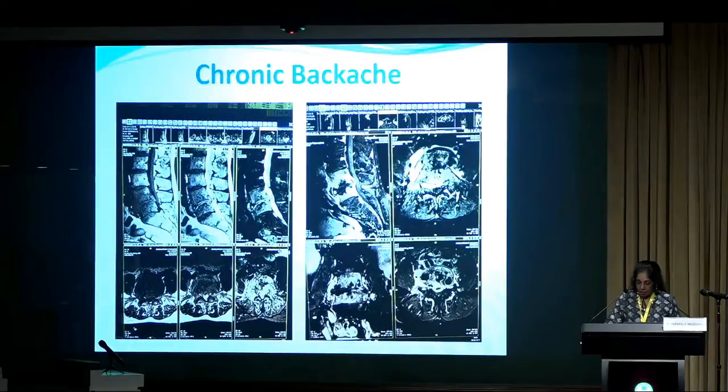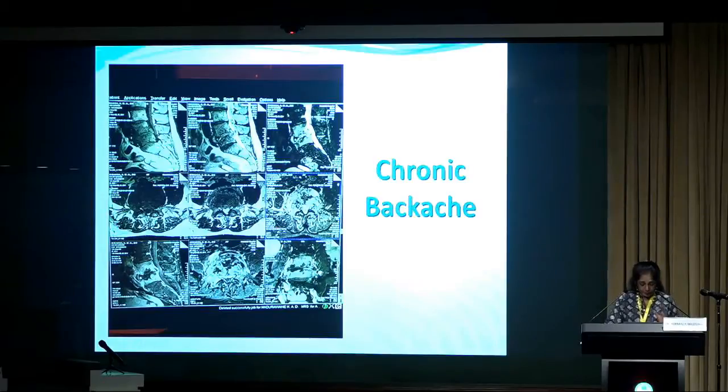This vertebral body shows a lot of soft tissue enhancement with paraspinal spread. This is the same patient. The chest X-ray was normal, and the ESR was normal. The only thing that was abnormal was the PCR.